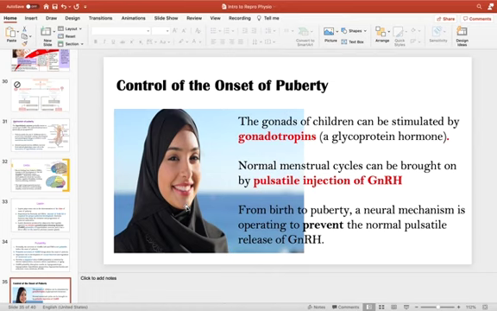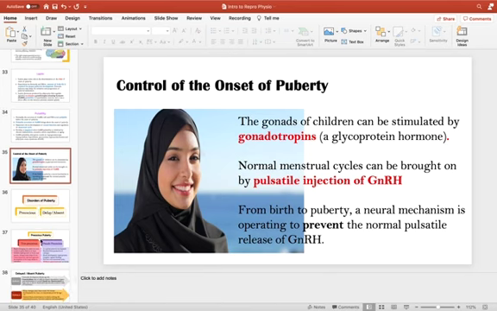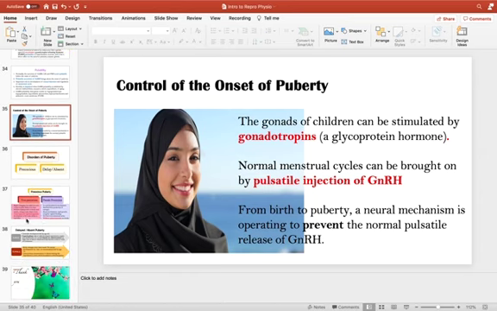Control of the onset of puberty: the gonads of children can be stimulated by gonadotrophin. A normal menstrual cycle can be brought on by pulsatile injection of the gonadotrophin releasing hormone, and from birth to puberty, a neuromechanism is operating to prevent the normal pulsatile release of gonadotrophin releasing hormone.